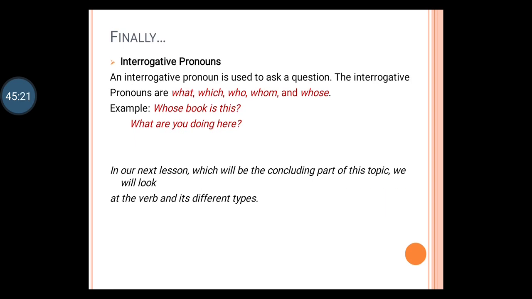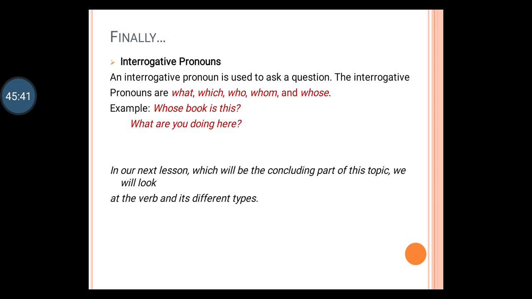And then finally, we have what we call interrogative pronouns. Interrogative pronouns are used to ask questions. Interrogative pronouns are what, which, who, whom, and whose.